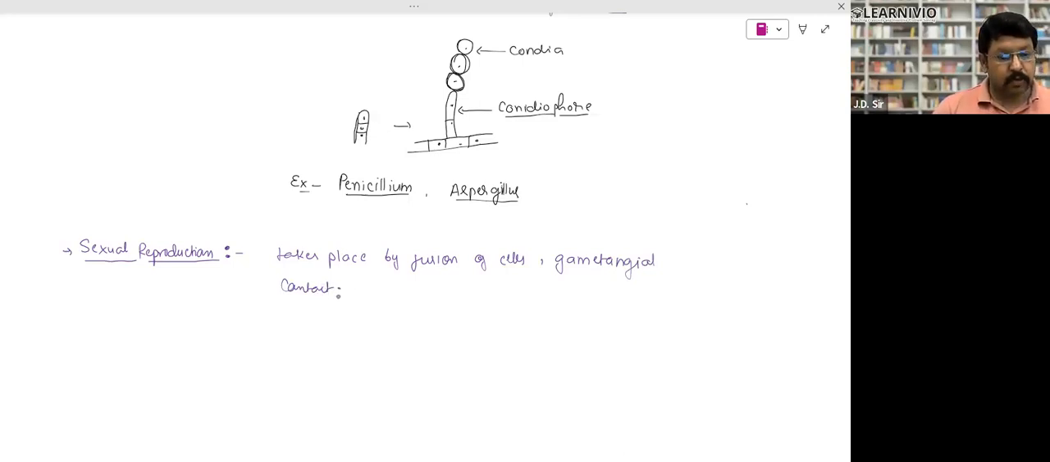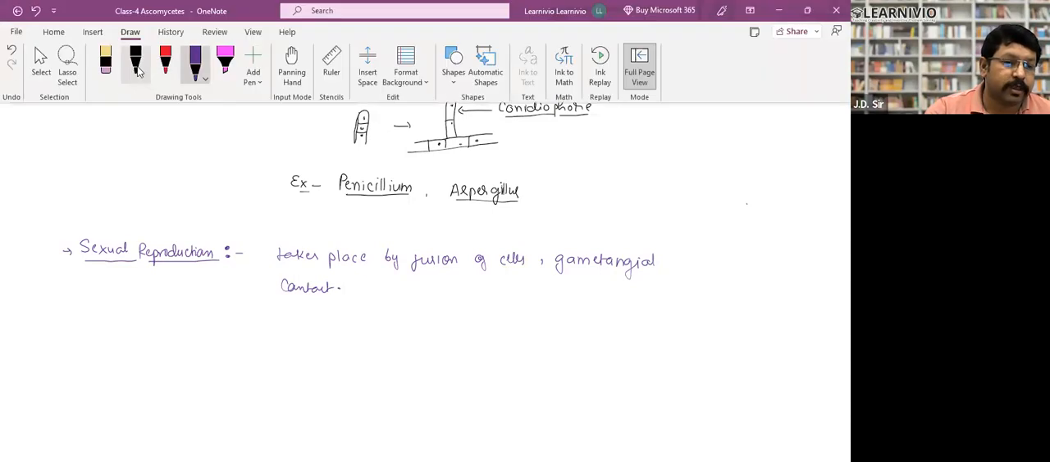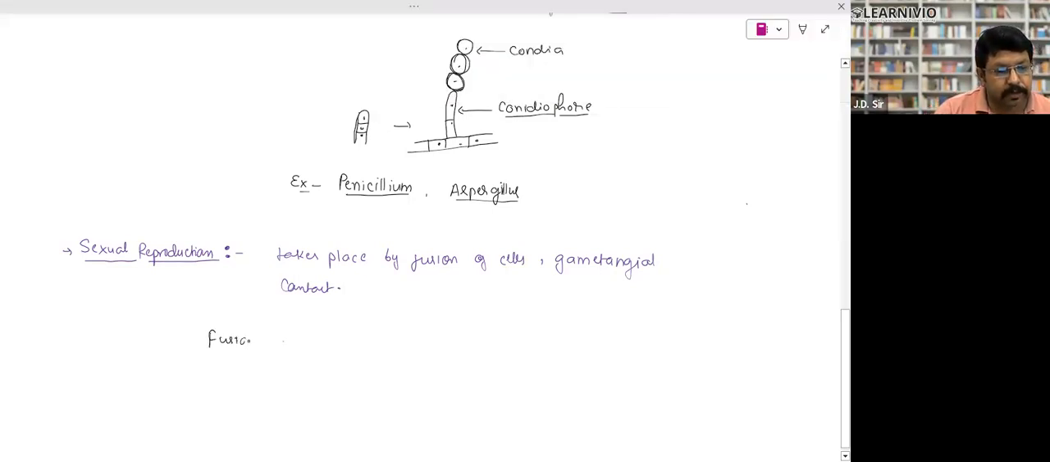So what is the fusion of cells or gametangial contact? Let me tell you what somatic cell fusion and gametangial contact are. We have discussed gametangial contact once, and somatic cell fusion I also told you. So there are two methods of sexual reproduction which we discussed. Let's discuss one by one. First, the fusion of cells. In fusion of cells, what happens?